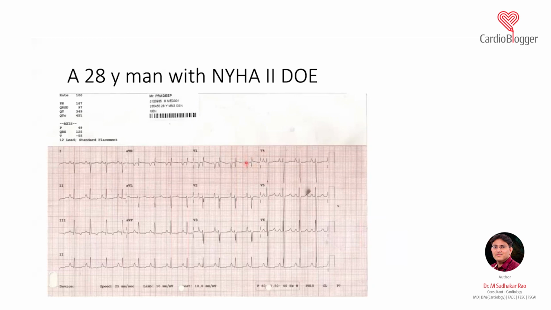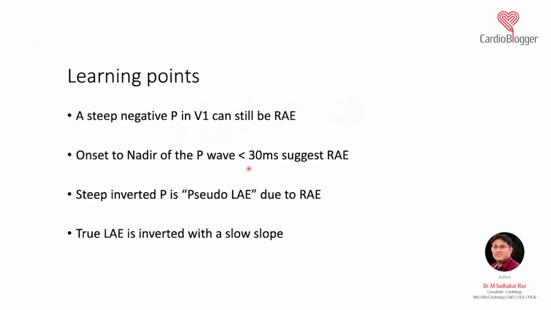If it is a left atrial enlargement, the onset to the nadir of P will be more than 30 or 40 milliseconds. A steep inverted P is usually known as the pseudo left atrial enlargement sign due to right atrial enlargement, and true left atrial enlargement is inverted with a slow slope. As I told you, there will be an intrinsicoid deflection like this, and the onset to the nadir will usually be more than 30 to 40 milliseconds.